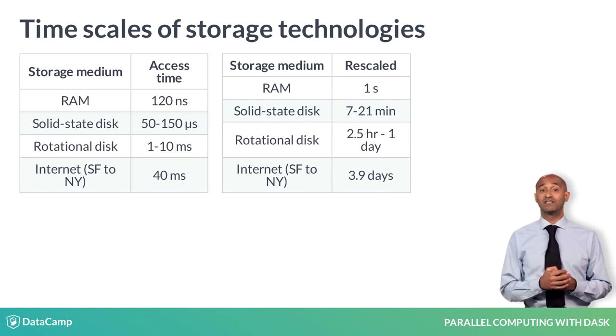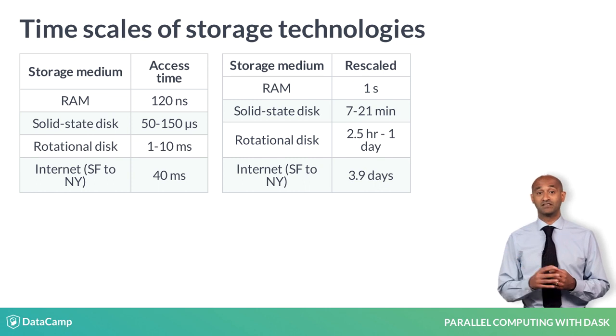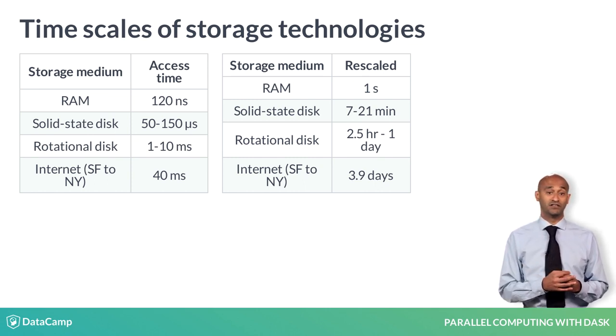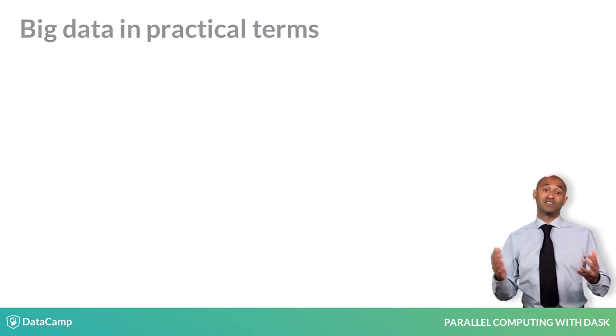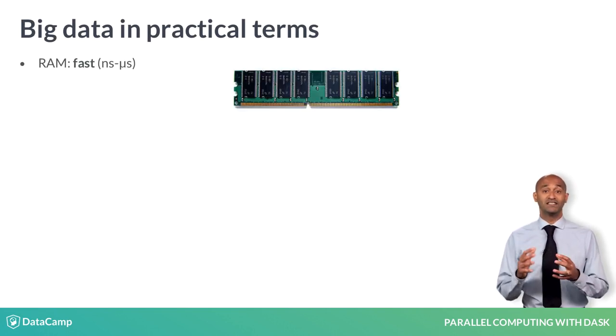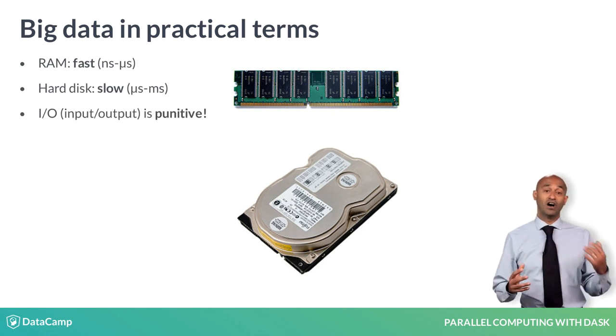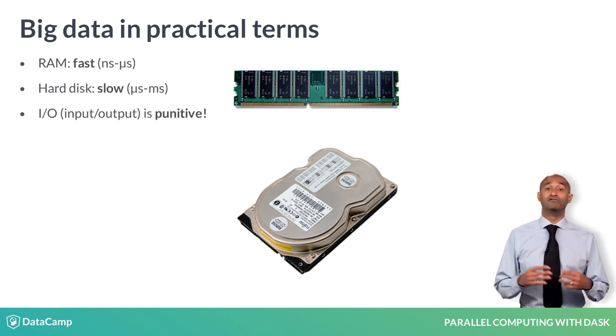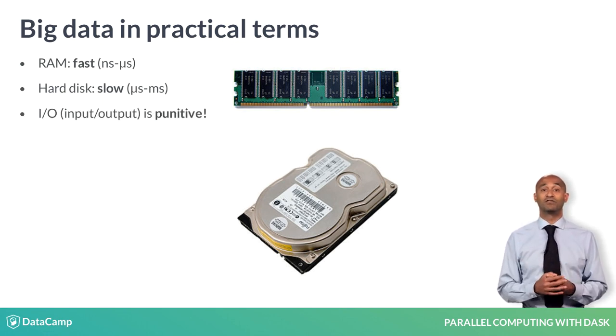If we pretend transfer from RAM takes 1 second, then transfer from solid-state disk takes 7 to 21 minutes. Transfer from a rotational hard disk takes 2.5 hours to a full day, and transfer from the internet takes almost 4 days. This is what big data really means. When data overflows from RAM to the hard disk or to the cloud, the relative processing time effectively jumps from seconds to minutes or days.